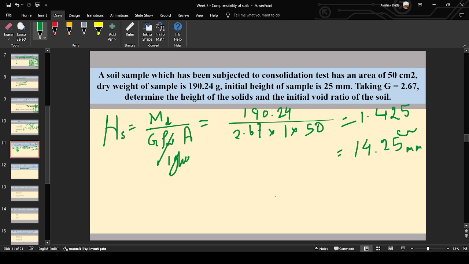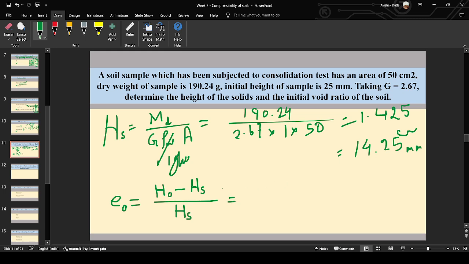Now the initial void ratio. The void ratio is the volume of void divided by the volume of soil solids. Volume means area of cross section into height, so if the area of cross section is constant, then we can use only the height. What is the height of the voids? It is the initial height minus the height of soil solids, which gives the height of the voids, divided by the height of the soil solids.